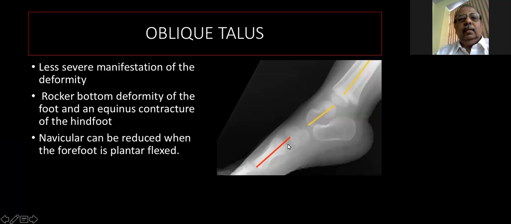You take a lateral view in plantar flexion, the navicular gets reduced. So in the exam, if you get a case, one question that is commonly asked is if you are allowed to do only one X-ray in a suspected case of vertical talus, which X-ray will you do? The answer should be you take a lateral view of the foot in plantar flexion.